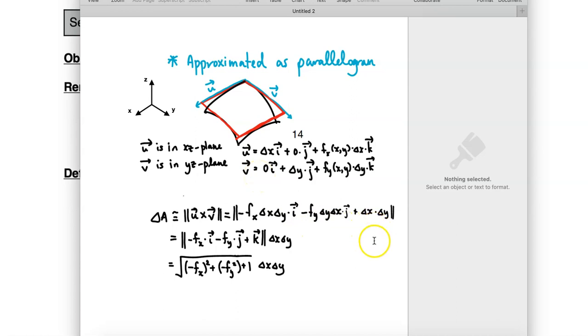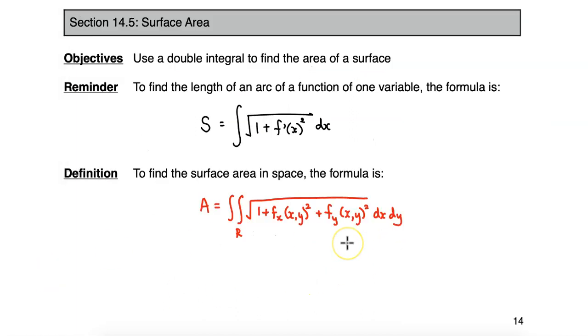What is its magnitude? We use the Pythagorean theorem for that, and we get exactly what we could have expected right here. So you may notice that we pulled out delta x delta y since it appears in all terms. So that's an explanation, or at least an element of explanation, of where this formula comes from.